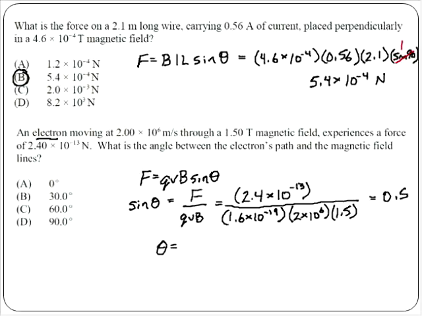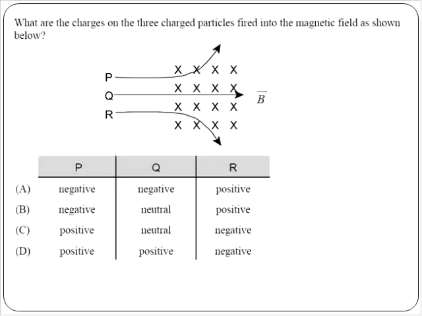So theta is the second function sine, or the inverse sine, of 0.5. In other words, sine of what angle equals 0.5? And the answer to that is 30 degrees. So the answer is D again, 30.0. So again, not terribly challenging. It's just a matter of using those equations and rearranging them as necessary.